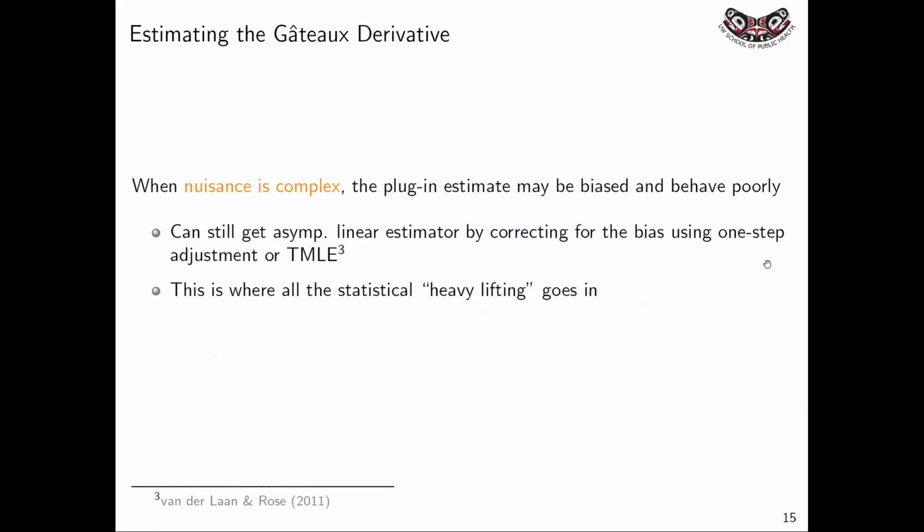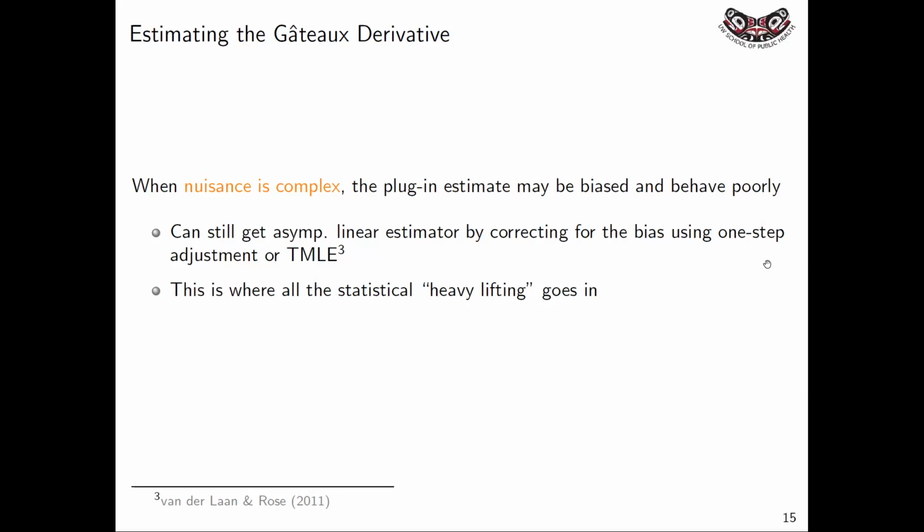The interesting thing is that we could still do asymptotically linear estimation by correcting for that bias, because unlike direct estimation of the parameter, we're thinking about the risk functional. So the bias of that we could adjust, and we could use one-step adjustment, TMLE, et cetera. And this is really where the statistics goes in. The statistical analysis, the bulk of it, is here.